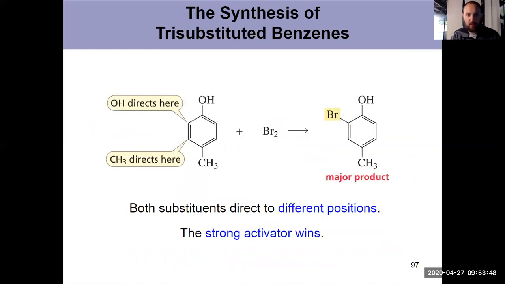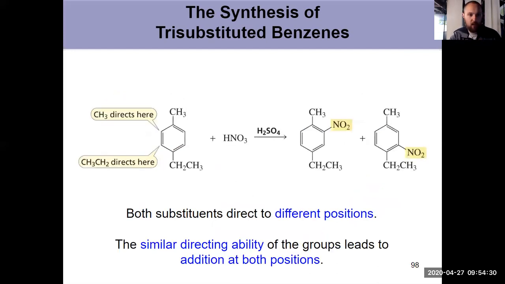Now getting to the one I was talking about before, where the things are competing. Now my phenol here, the OH, is an ortho para director. It wants to go up here. CH3, also an ortho para director. Now this is why knowing the classes of reactivity is important, because the strong activator, the OH, wins over the weak activator. So it's going to go in the ortho position up here. So strong beats out weak. A strong activator would beat out a weak or moderate activator. It would also beat out a weak deactivator.